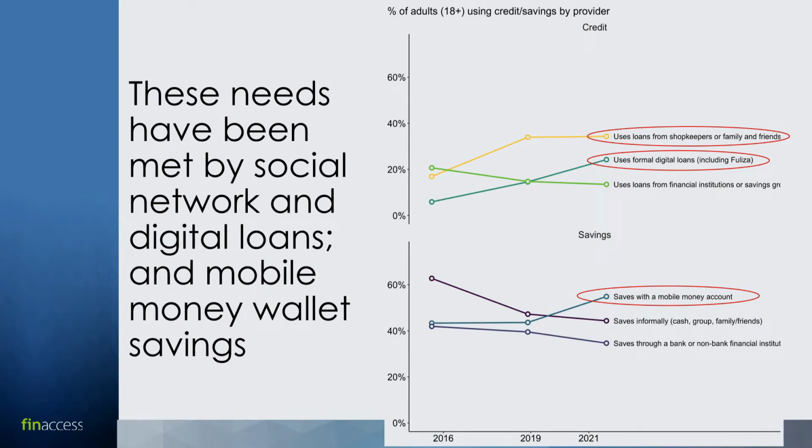This shows the kinds of financial services that have been used over the past period, since 2016. We've seen a big uptick in saving with a mobile money account, and a corresponding decline in people who are saving informally and through a bank or a non-bank financial institution like a SACCO. We've also seen a big uptick in the use of formal digital loans, mobile money overdrafts being one of them, and also in social network finance and loans from shopkeepers, family and friends.